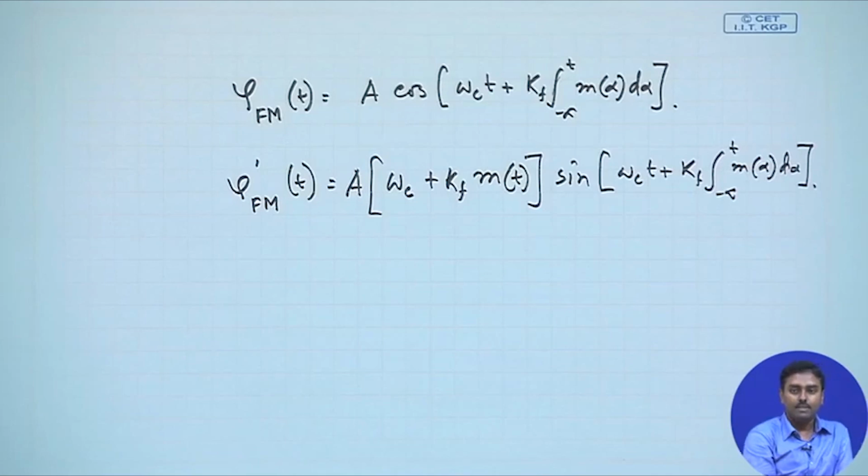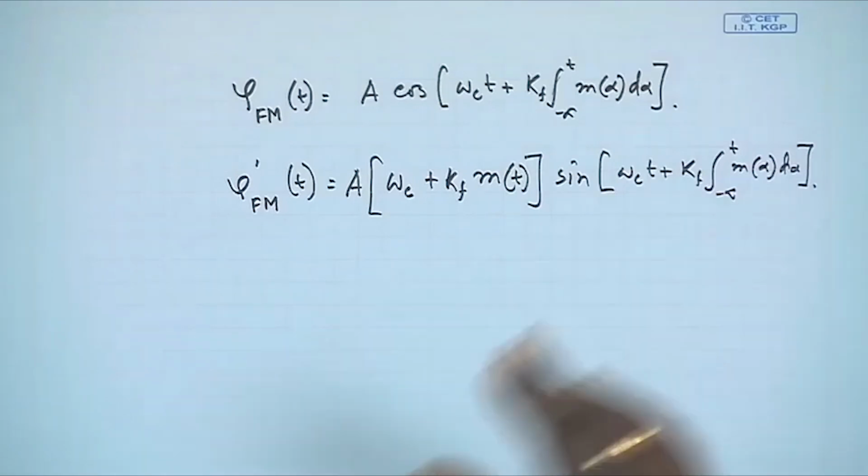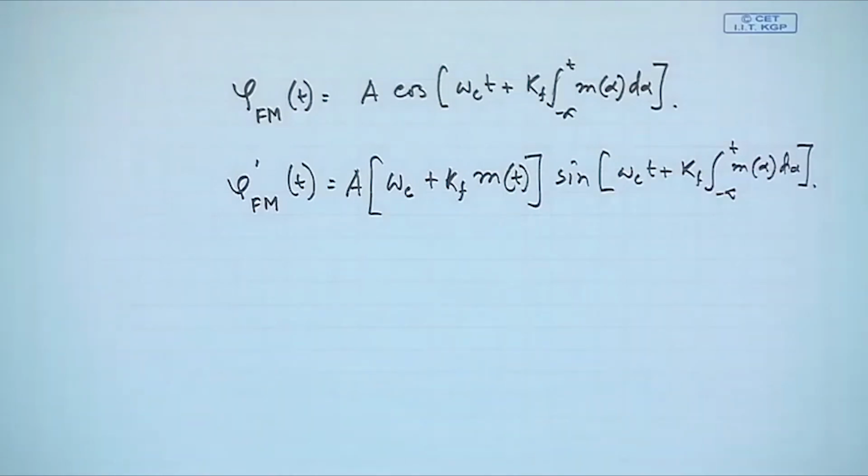So, what we can see is that if we just differentiate the FM modulated signal, it will generate another sinusoid, but the whole signal varying part comes into the amplitude.